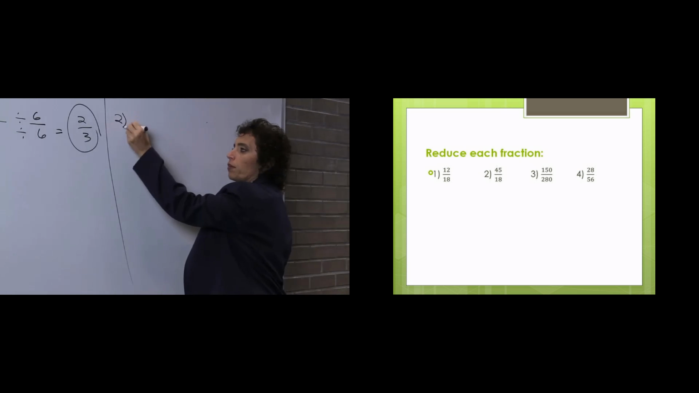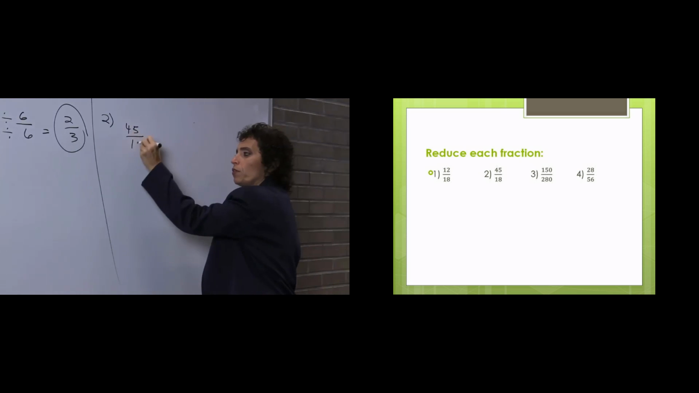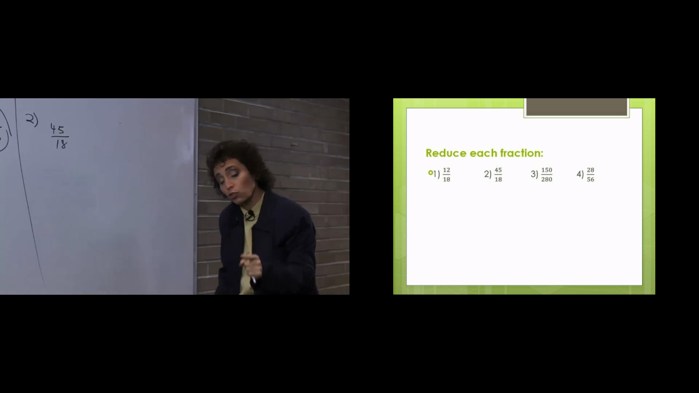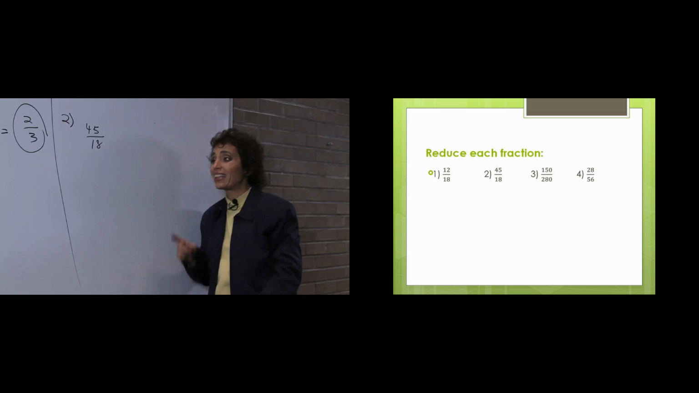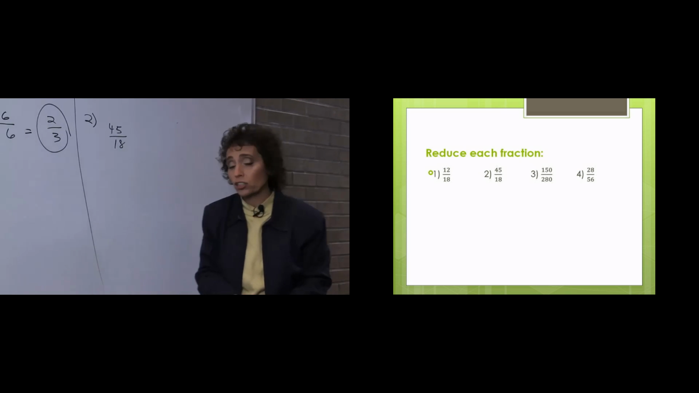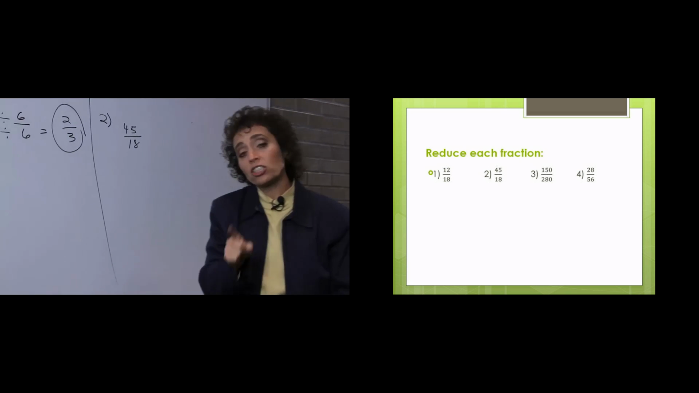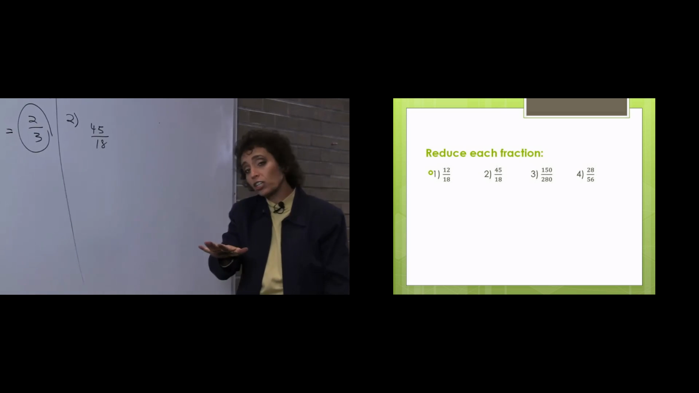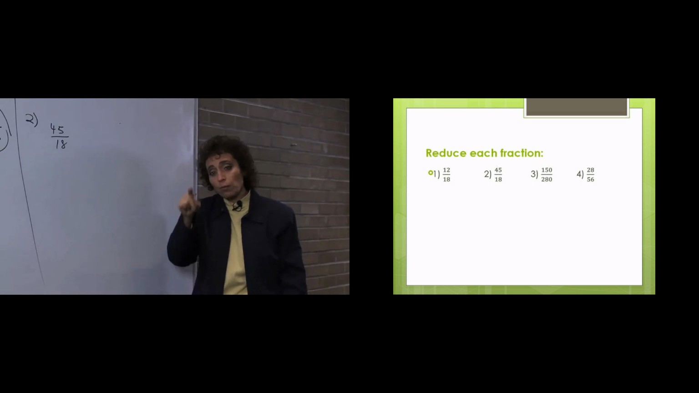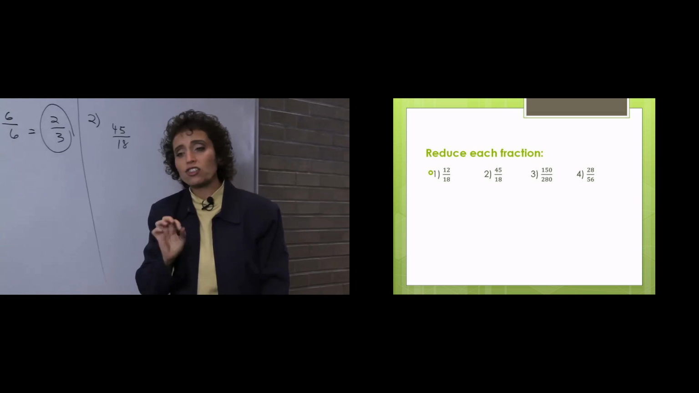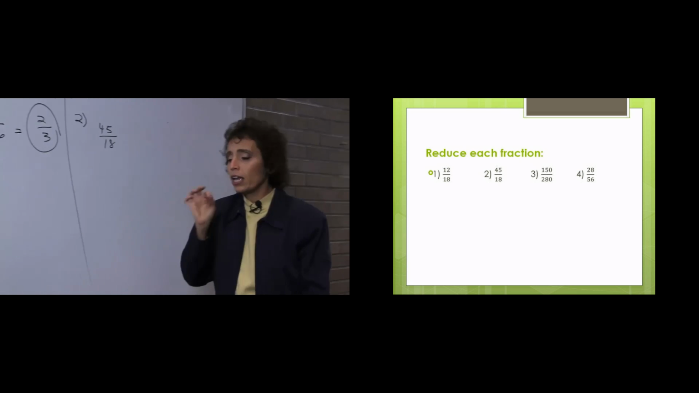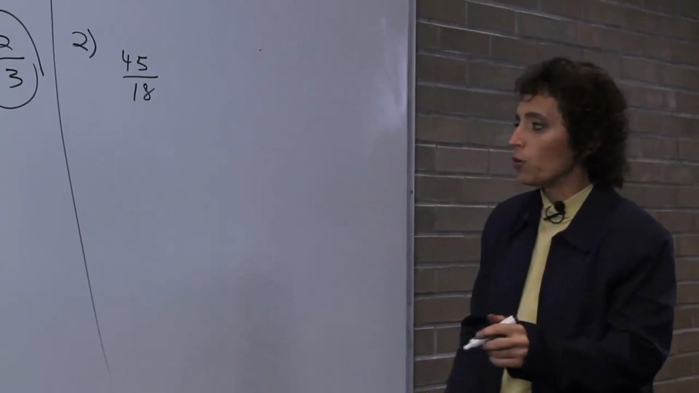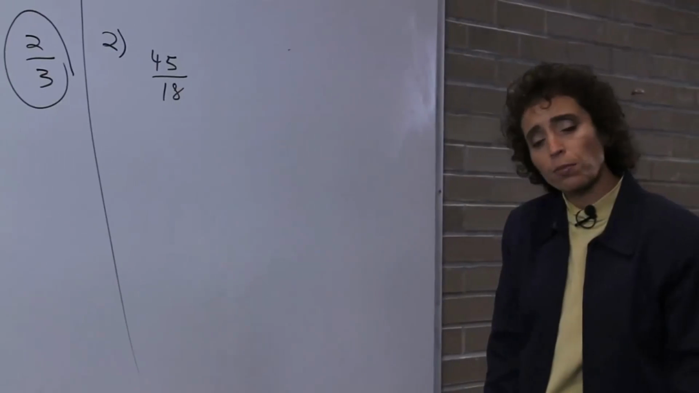45/18. Let's talk about this. This is the only one we've done so far in reducing that is like this. What do I mean by like this one? This is an improper fraction. So this one could be changed into a mixed number, but that's not what we're asking you to do. We're asking you to reduce it. Remember we said reducing is not the same thing as changing to a mixed number.